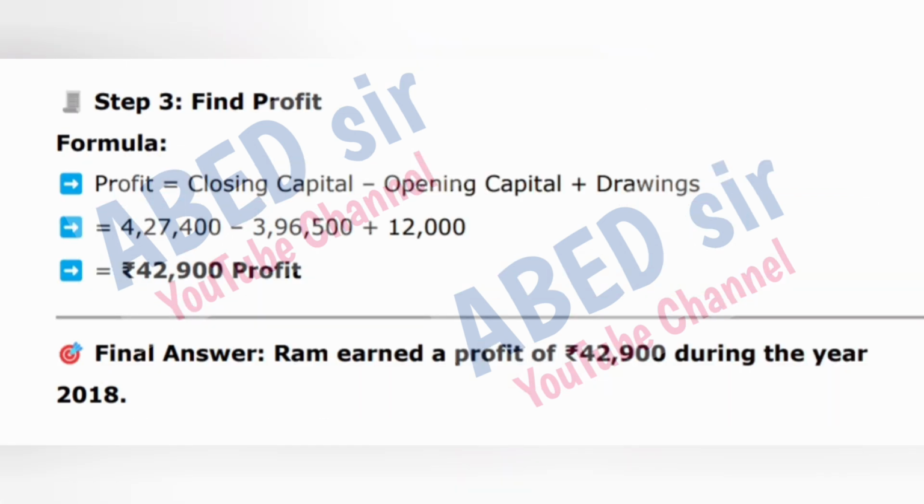Step 3. Find profit. Formula: Profit is equal to closing capital minus opening capital plus drawings. Is equal to 4,27,400 minus 3,96,500 plus 12,000, which is equal to 42,900 rupees profit. Final answer: Ram earned a profit of 42,900 rupees during the year 2018.